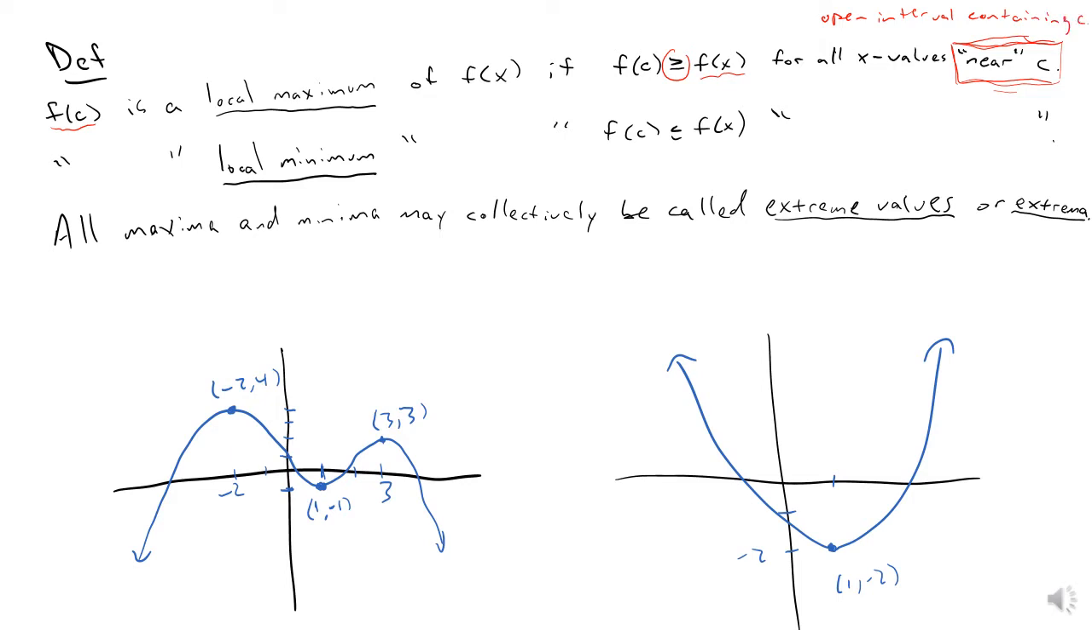Okay, that's what I mean when I say near c. So I can illustrate that here with this graph on the bottom left. If I look at some open interval containing 3, inside that interval, it's basically like I'm zooming in on just that portion of the graph and ignoring all the rest. If I zoom in between the red lines and focus on just that piece of the graph and ignore all the rest, then I do have a highest y value in that area. All right, so this y value 3 would be a local max.